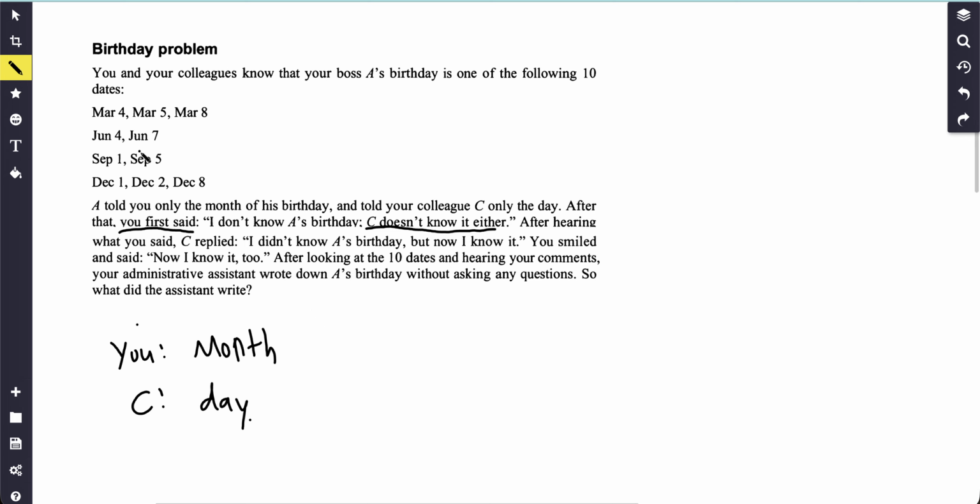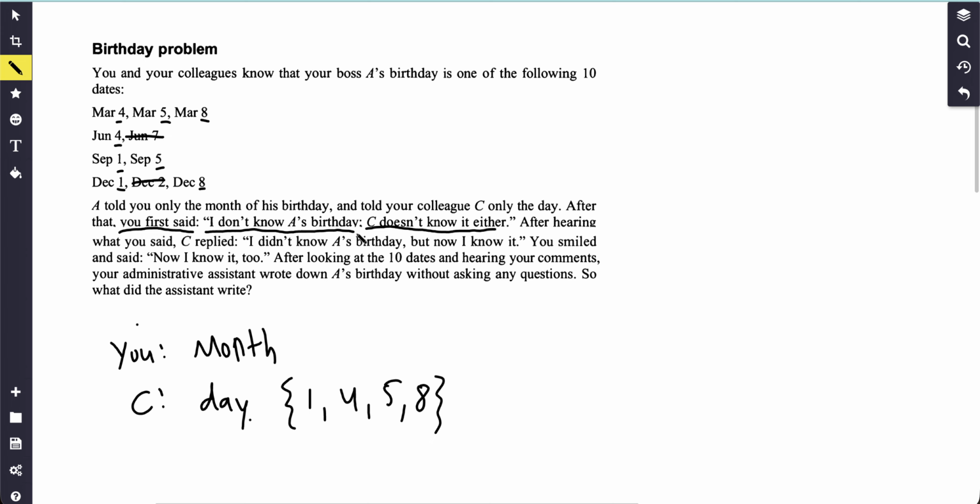Well, what numbers do we have that are duplicates? We have 4, 4, 1, 1, 5, 5, and 8, 8. So C could have been told one of those numbers, 1, 4, 5, 8, which would result in C not being able to deduce the actual birthday of A. Hence, it could not have been the case that C was told 7 or 2, which are standalone numbers. Therefore, the birthday cannot be June 7th. It cannot be December 2nd.